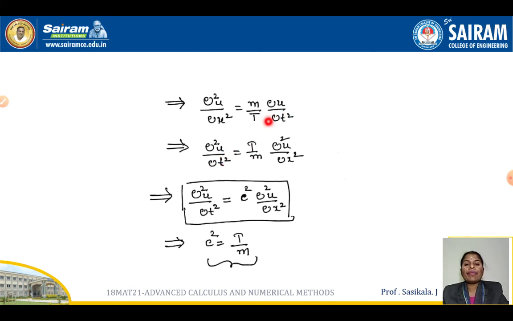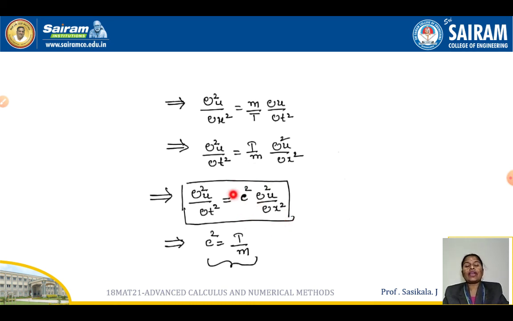Now dou squared u by dou t squared alone you can keep on the left side. The remaining you can convert to the other side. M by T will go to the left side as T by m. So I will get dou squared u by dou t squared equal to, this constant I am considering as c squared, times dou squared u by dou x squared.